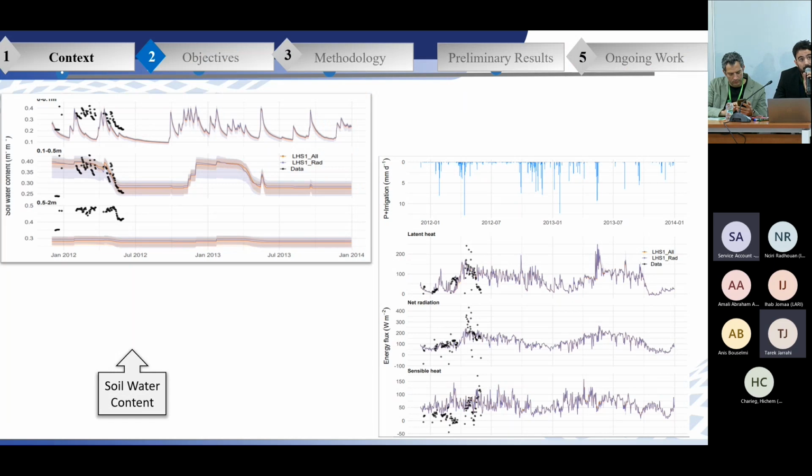So after the calibration, here's what we got. For the soil water content, the first and the second layer, well, the second layer looks very good. The first one not bad, but the third one not at all, because we didn't have any measures beyond 15 centimeters. For the energy fluxes, the latent heat flux, the net radiation, and the sensible heat were not that bad and require more enhancing.